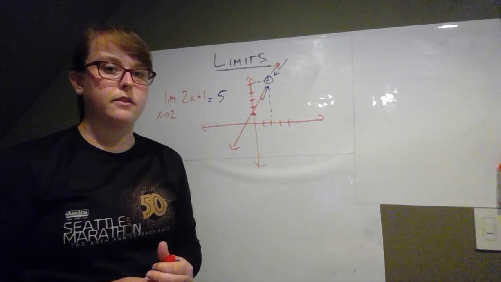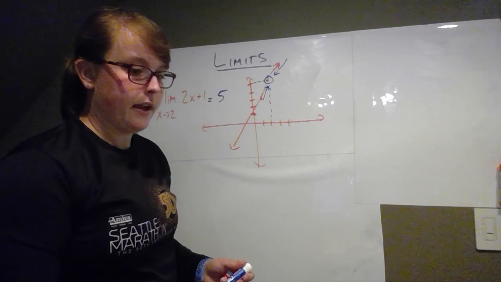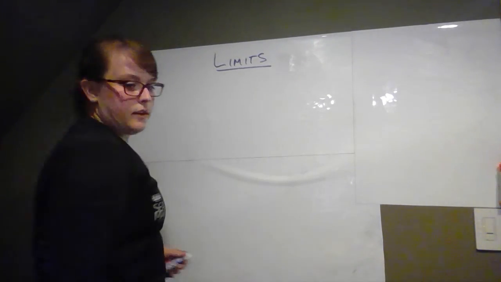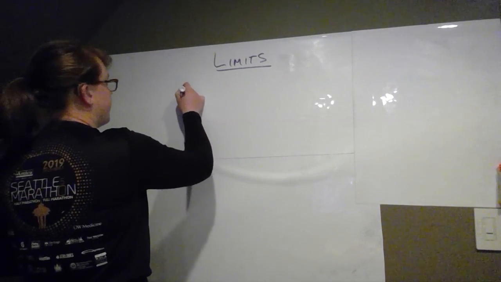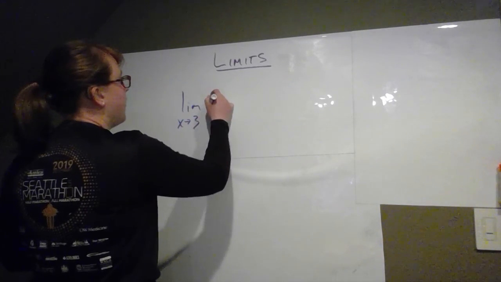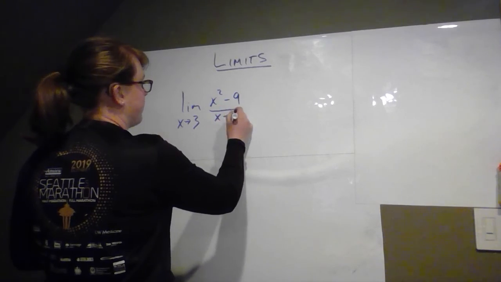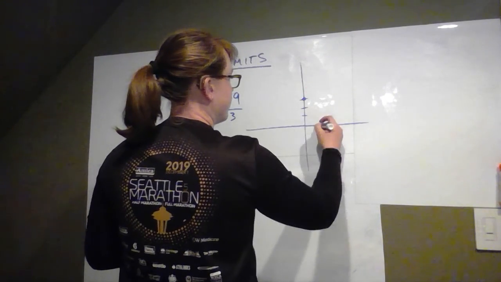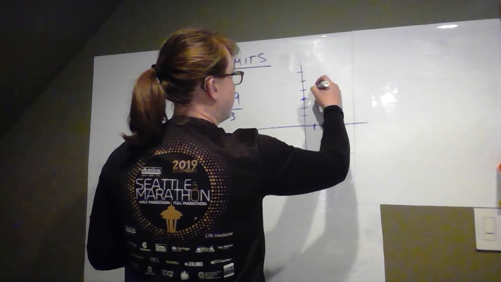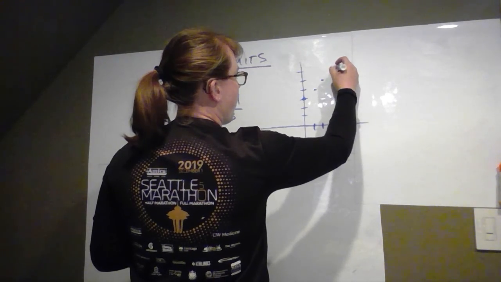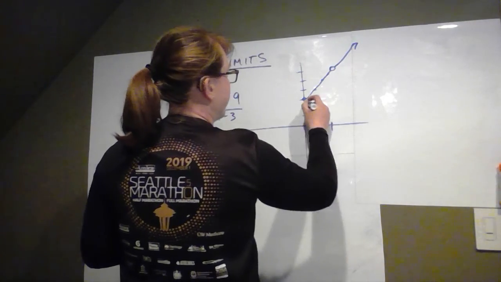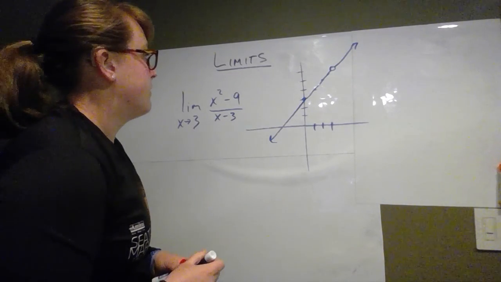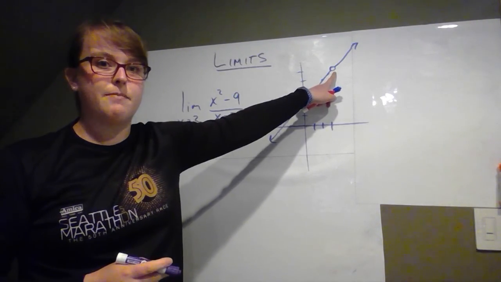And then sometimes, though, limits don't equal the function value. So that's what we're going to look at next. They might not equal the function value. So, for example, if we wanted to find the limit as x goes to 3 of x squared minus 9 over x minus 3. That function looks like this, and it has a hole in it at 3 because we can't plug in 3, since we would get 0 in the denominator. So in this case, the function value doesn't exist at that point, but the limit does.